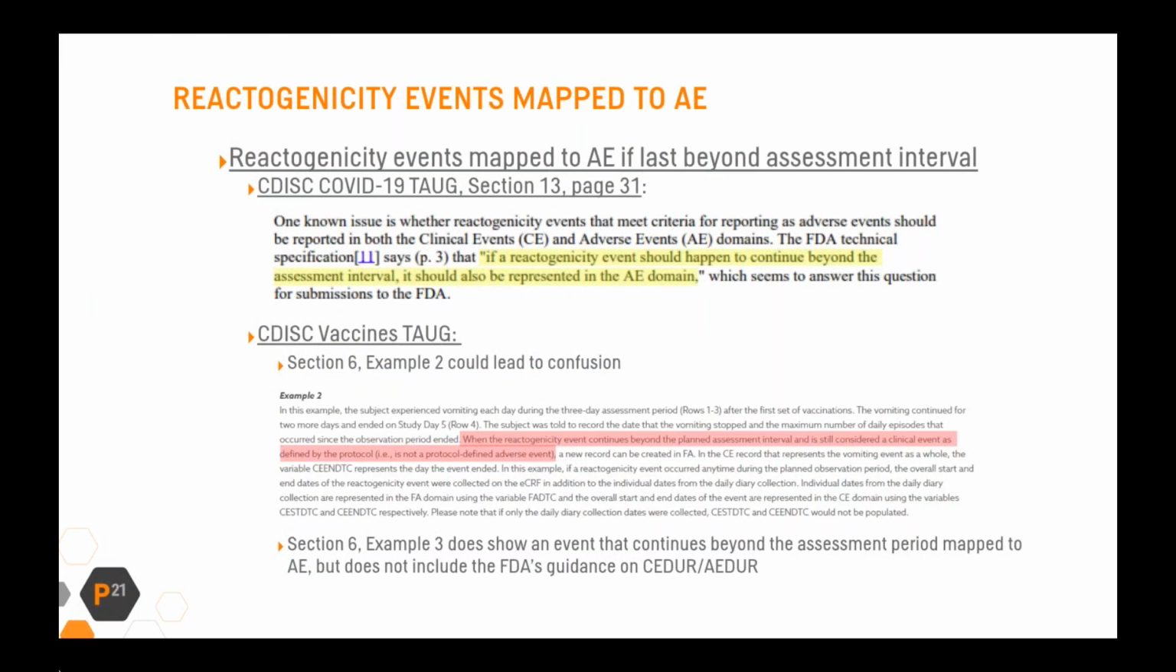Okay, so the first challenge: reactogenicity events that last longer than that assessment period. Commonly, it's a 7-day assessment period, so they assess a certain reaction each of those 7 days. If a reaction occurs and it lasts longer than that 7-day or whatever assessment period, the FDA guidance specifies that it would then be considered an adverse event and should be mapped to the AE domain.